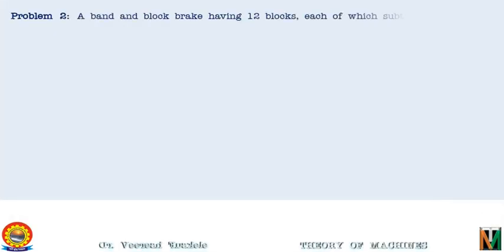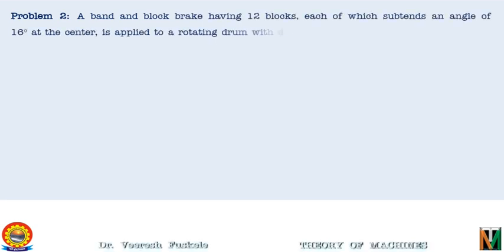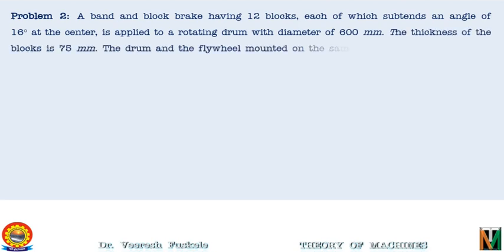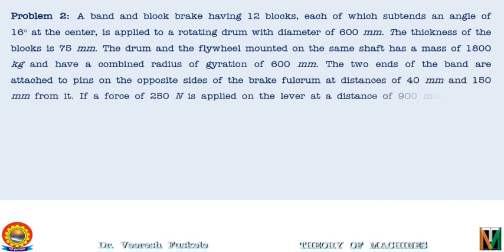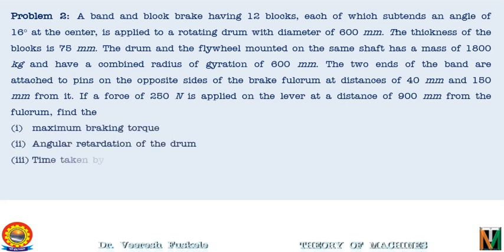The problem statement is like this. A band and block brake having 12 blocks, each of which subtends an angle of 16 degrees at the center, is applied to a rotating drum with diameter 600 mm. The thickness of the blocks is 75 mm. The drum and flywheel mounted on the same shaft have a mass of 1800 kg and have a combined radius of gyration of 600 mm.